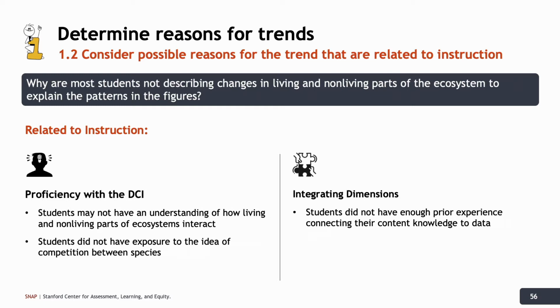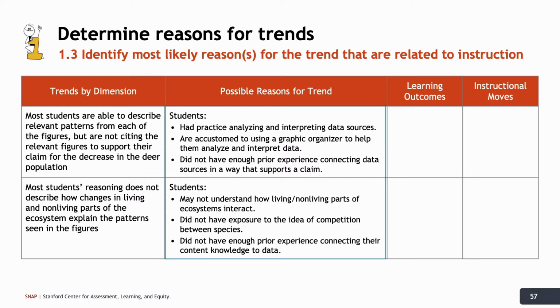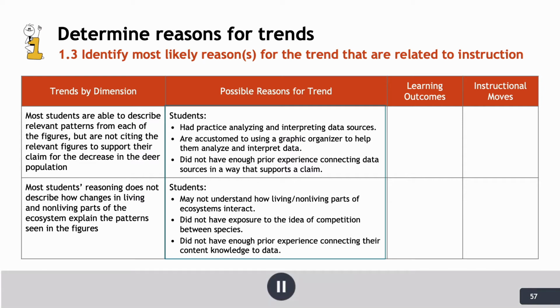So here we'll consider which of these possible reasons is most likely based on the trends we're seeing in the assessment. In your DEAR task practice document, bold one reason per trend to indicate what you think is the most likely reason for each trend. Pause now.